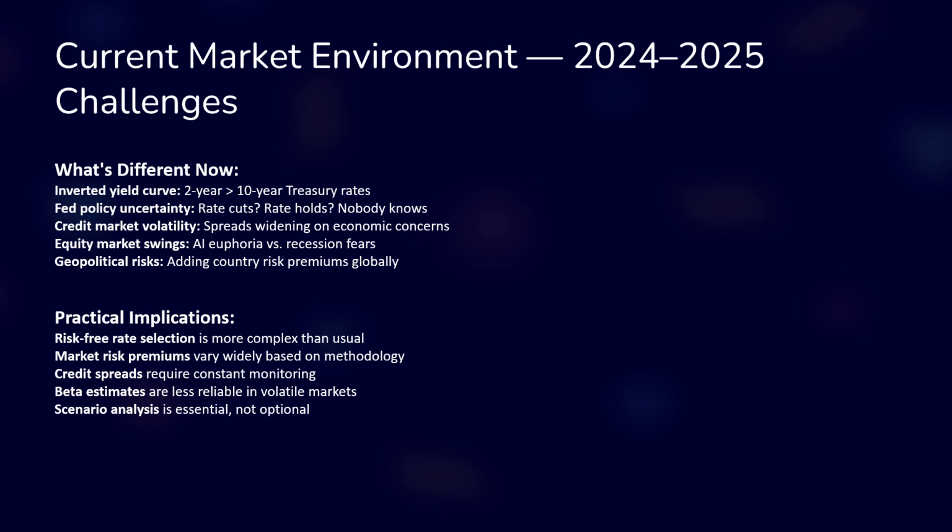In normal times, 10-year rates would exceed 2-year rates because longer-term investments require higher returns for additional risk. But in 2024 and early 2025, this relationship flipped. The 2-year Treasury yields more than the 10-year. And that breaks some traditional cost of capital assumptions. Do you use the 2-year rate, higher but short term, or a 10-year rate, lower but more appropriate for long-term projects? There's no perfect answer, which is why you need to justify your choice and test the sensitivity.